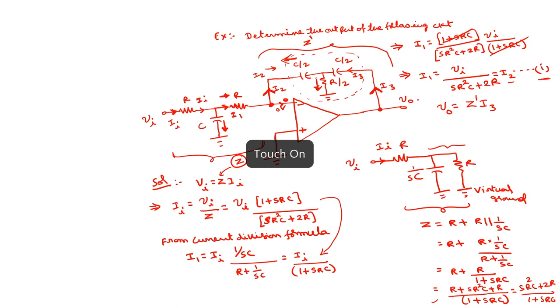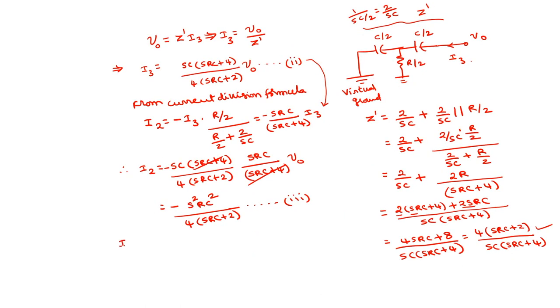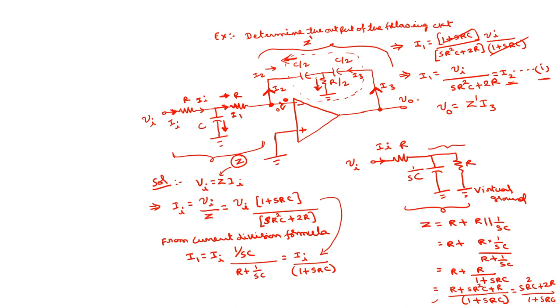And I have already derived the expression for the I2 here. Now we can equate this equation 1 and equation 3. I2 is equal to here VI by SR square C plus 2R.